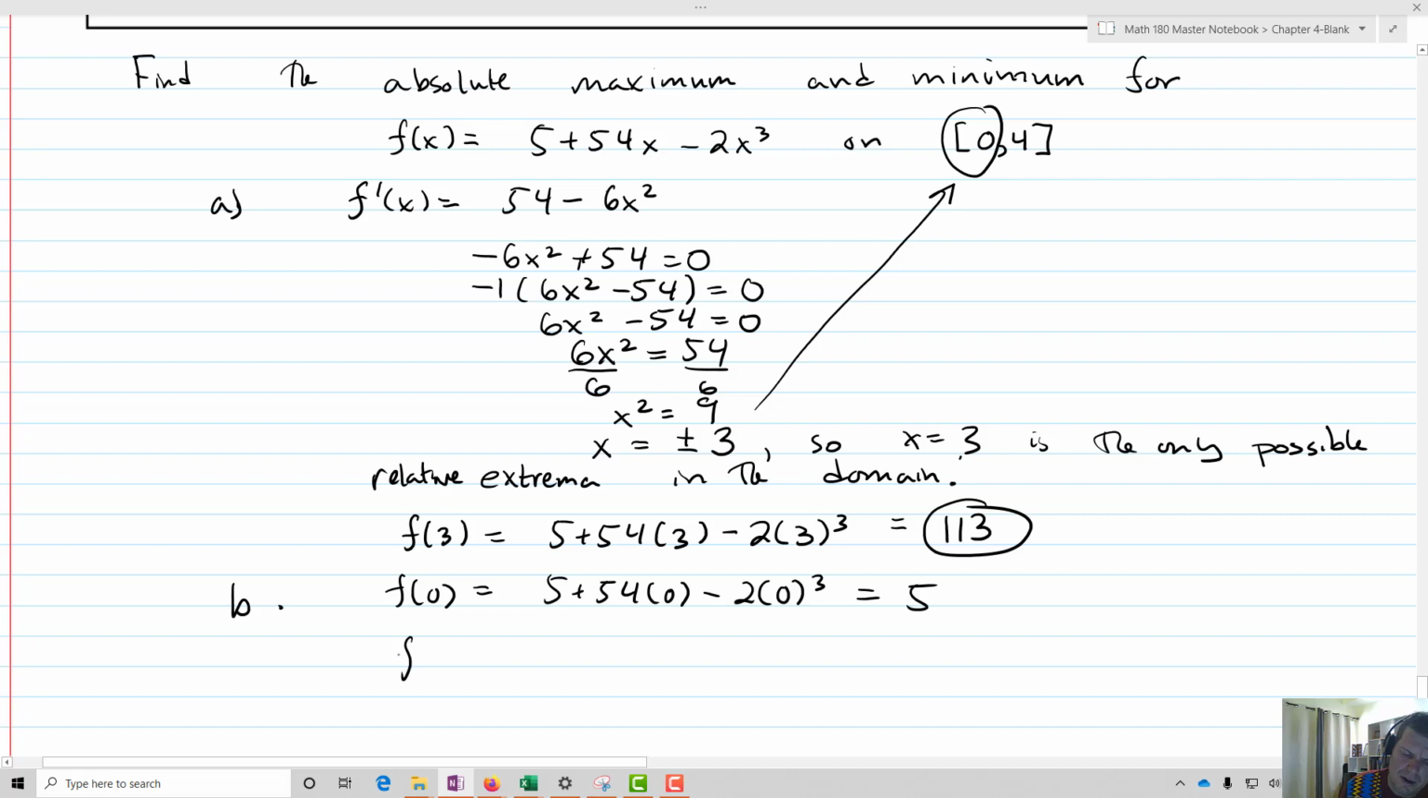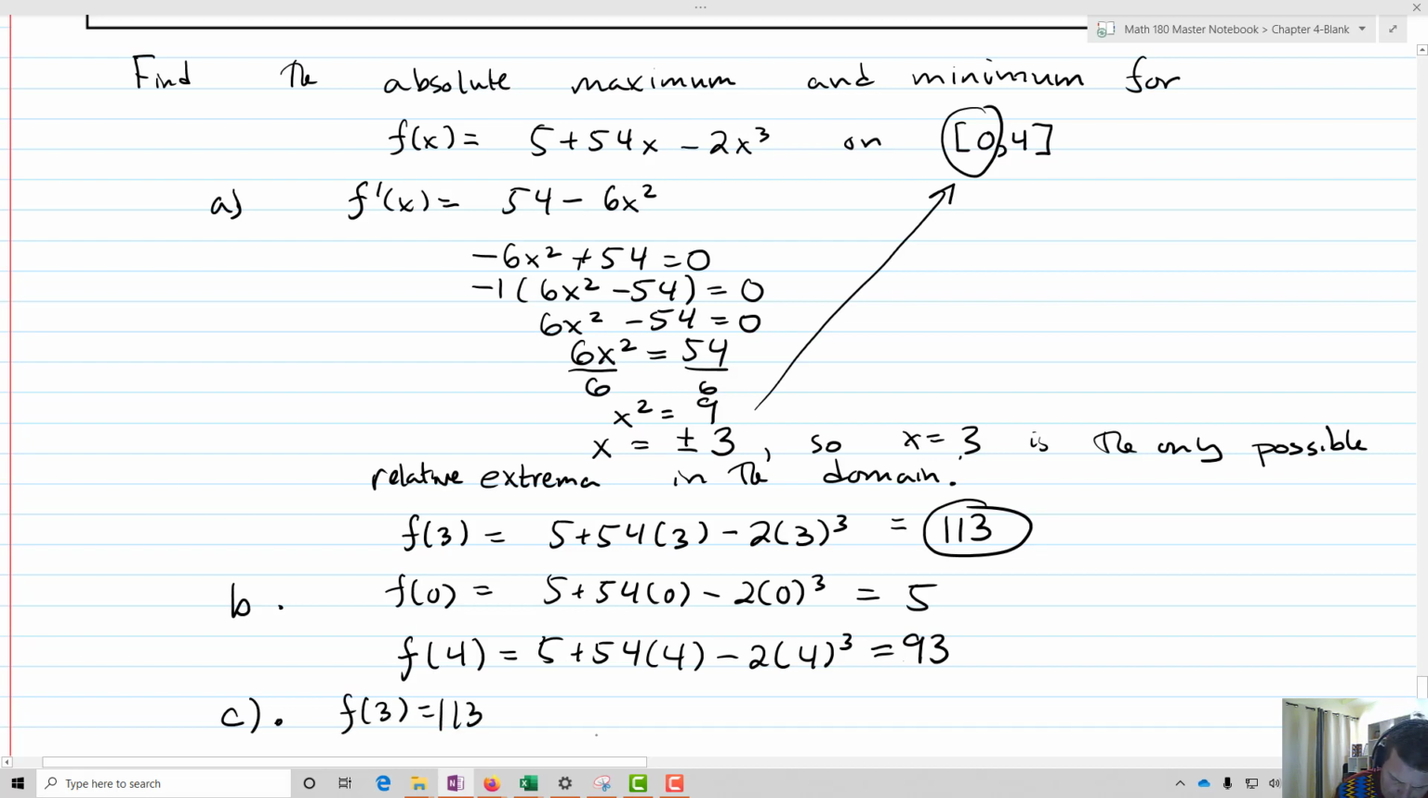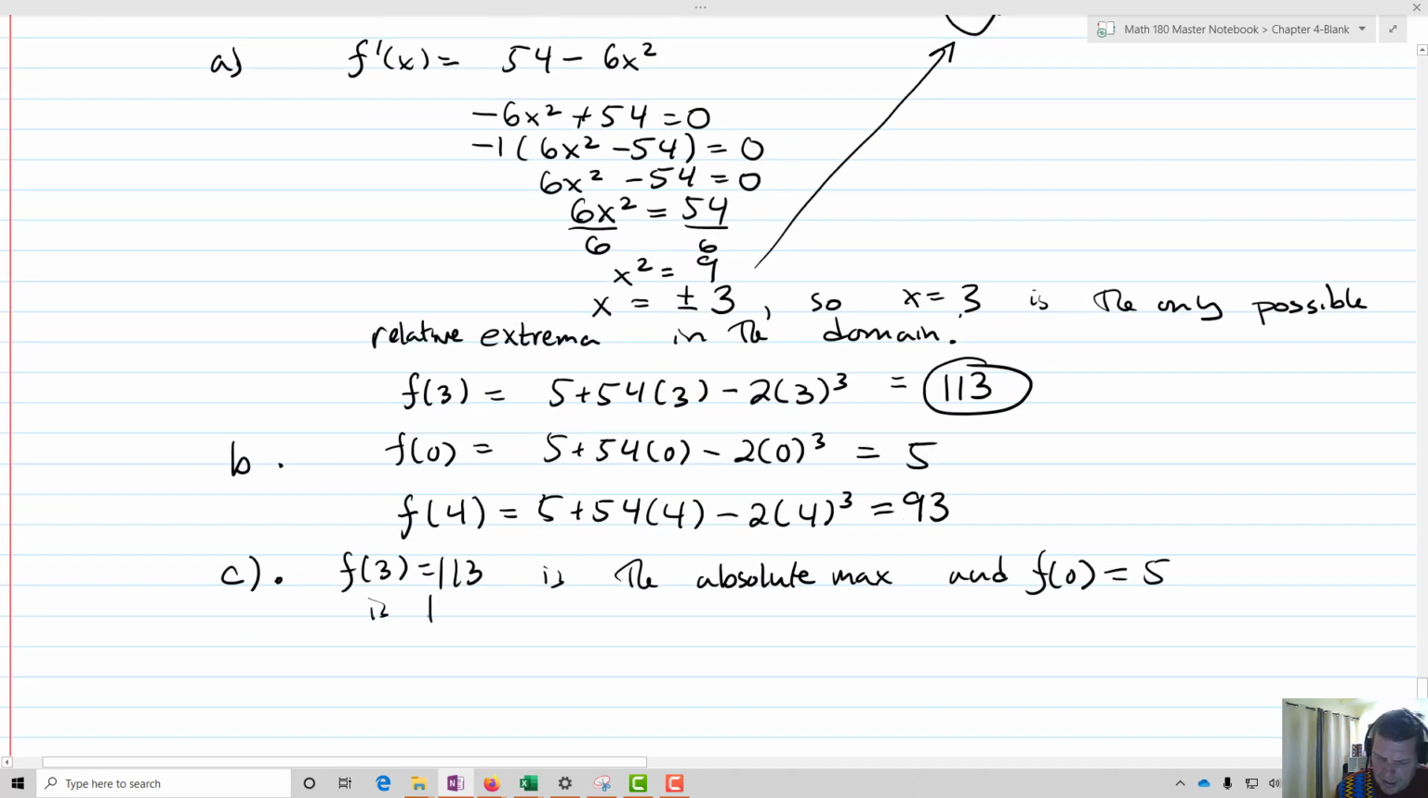Okay, so that's f of 0. And then f of 4 is going to equal 5 plus 54 times 4 minus 2 times 4 cubed. This equals 93. So now I'm going to do part C. I'm going to figure out which one's the highest and which one's the lowest. So f of 3, which equals 113, is the absolute max because that's the very highest value in the interval. And f of 0, which equals 5, is the absolute min.